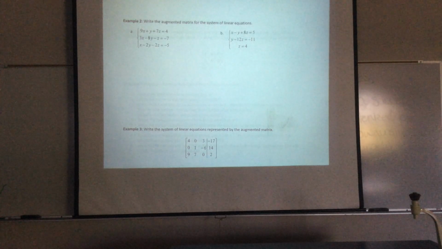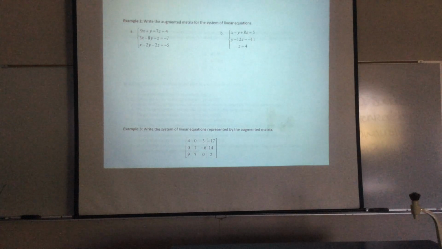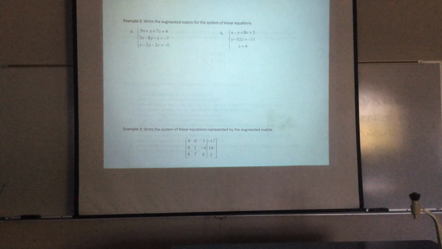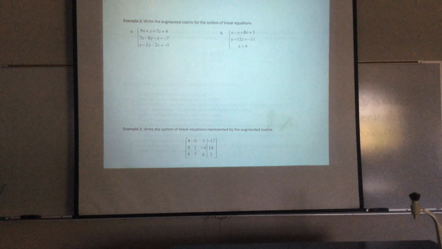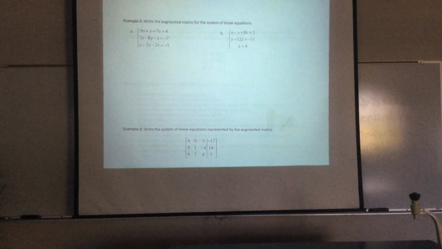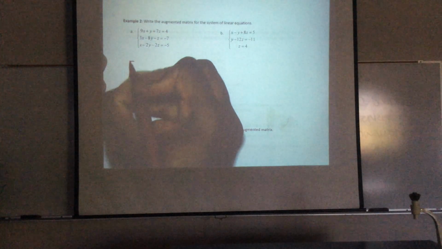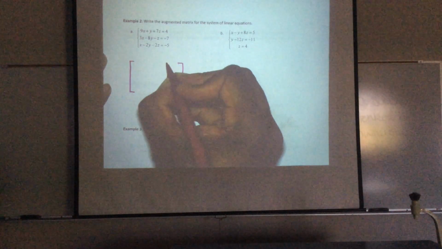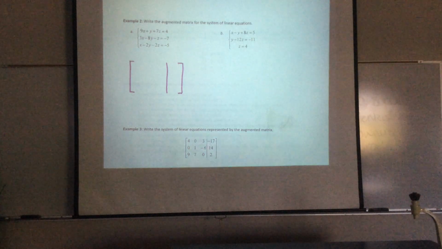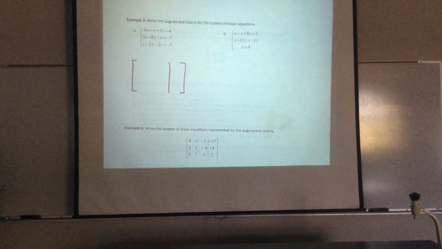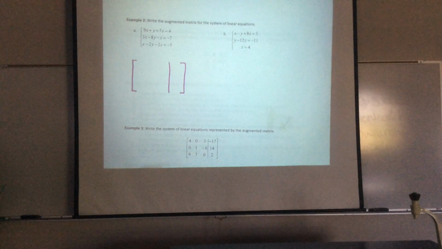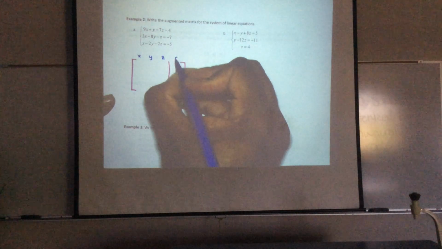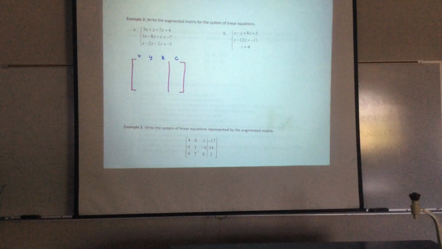In part A, you've got 9x plus y plus 7z is equal to 4, 3x minus 8y minus z is equal to negative 7, and x minus 2y minus 2z is equal to negative 5. Okay, so here's the augmented matrix. The vertical bar represents the equal sign, by the way. And if you want to, you can put x, y, and z, and c to represent the constant term up top.